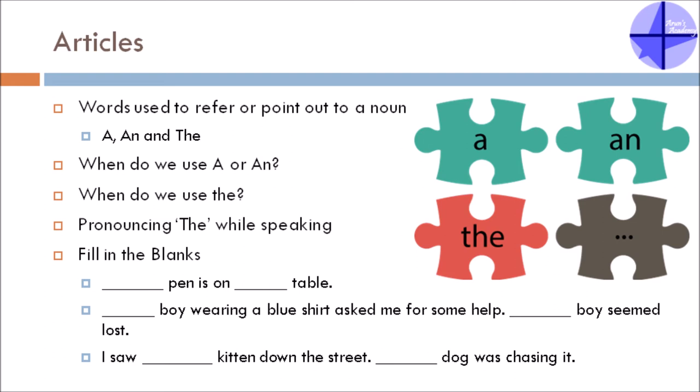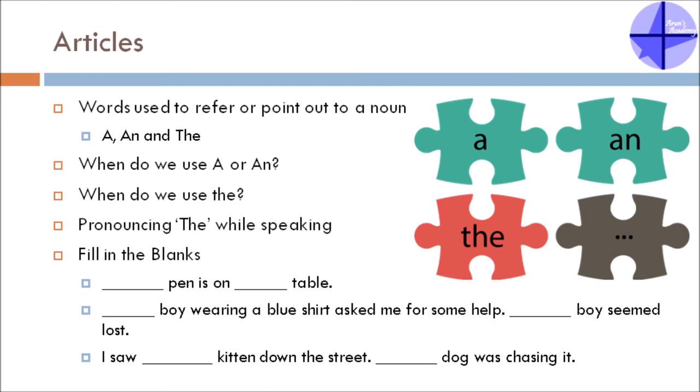Dash boy wearing a blue shirt asked me for some help. Dash boy seemed lost. Okay, this is a nice example. "A boy wearing a blue shirt" here, because you do not know which boy. Now that I'm describing him, I'm saying "a boy" because you do not know which boy, but now I'm describing him specifically: he's wearing a blue shirt. So, a boy wearing a blue shirt asked me for some help. The boy seemed lost. Why am I using "the" here? Yes, it's because you know which boy I'm talking about.